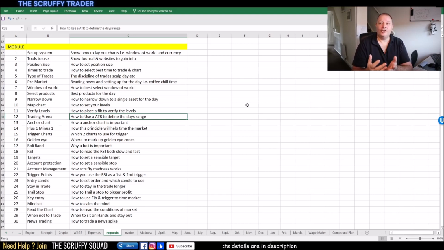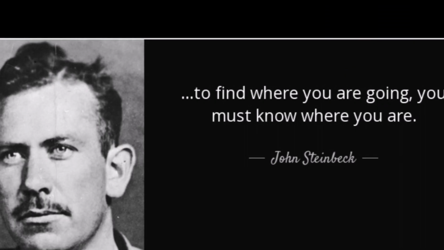How to place a trading arena onto your chart. Now, a trading arena is used within ATR, and what it's doing is it is defining the parameters. So you've come from a set of products into a product, into a type of trade you want, mapped out where it's going to be, verified that map, and now what we're going to do is work out the full range it can work within, and this will help you with your risk management and again position sizing.